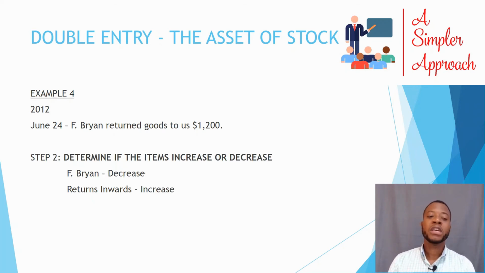Step 2. Determine if the items increase or decrease. Now, F. Brian was a debtor, or rather is a debtor. His debt to us would decrease because the value for this return would not be charged. We will not charge him for it, which therefore means that his debt would decrease. For returns inwards, goods are coming back to us, and that by itself would mean that returns inwards, stock is going up.